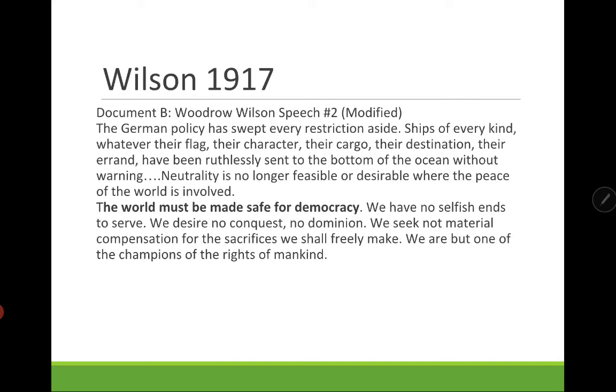So then we're going to get to Wilson's speech, which is one of the things you guys have to analyze for homework. And what he's going to say is we have to make the world safe for democracy. And he makes it clear that we have no selfish ends to serve, no desire for conquest, no dominion. We seek not material compensation for sacrifices that we shall freely make, right? And so we claim that Germany is the force of evil. These are the people we have to go against because of unrestricted submarine warfare, because of the Zimmermann note.